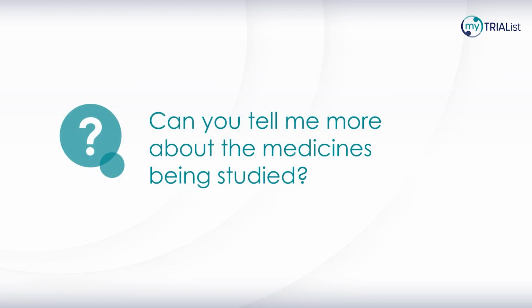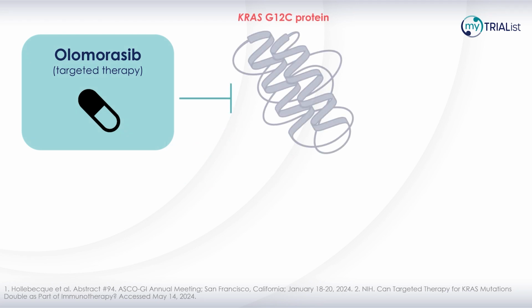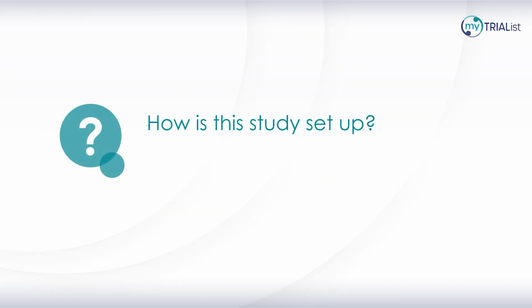Can you tell me more about the medicines being studied? Olmorasib, a targeted therapy, is a capsule taken by mouth that works by blocking the activity of the specific mutated KRAS G12C protein that drives abnormal cancer cell growth. By targeting the KRAS G12C protein, olmorasib may be able to slow down or control the tumor from growing and spreading.